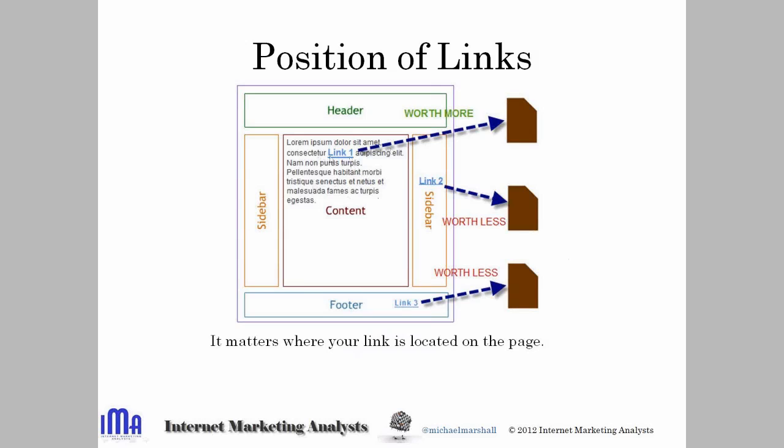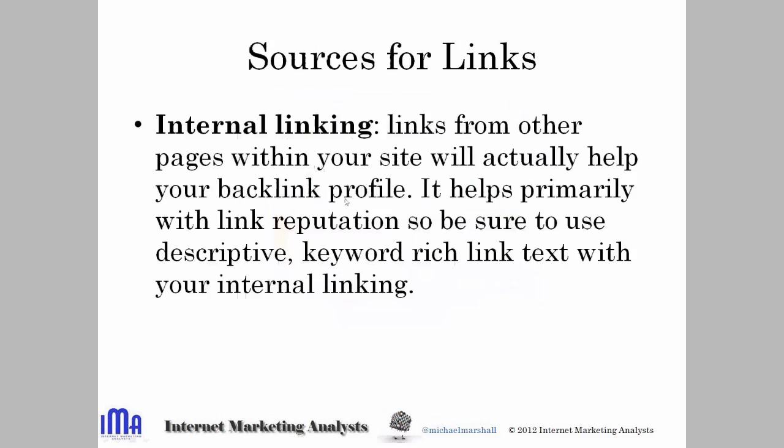So ideally, you want the link embedded in copy, and the copy that's around the link should be relevant to what is pointed to in the link, the target page. So sources for links. There's obviously internal linking, which does help in ranking for a page. It's obviously not as powerful as an external link coming in, but it still helps. And it primarily helps with link reputation. So with every link pointing to a page, the text in the link, the anchor text, describes the page and adds to its relevance, or in some cases may diminish its relevance.